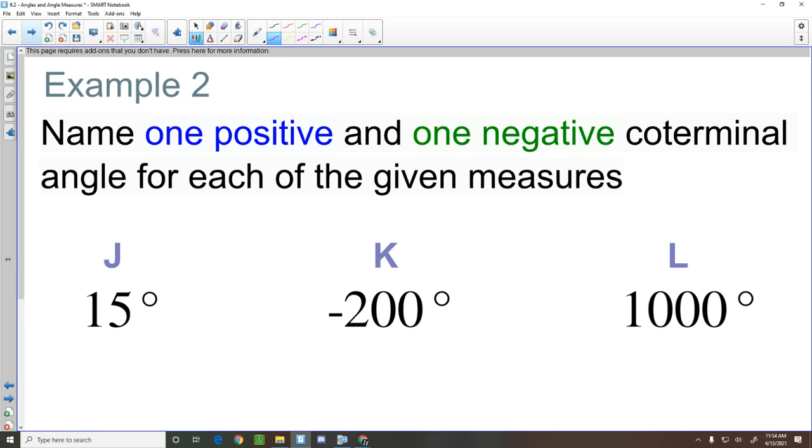So 15 degrees is angle J. How would you find another coterminal angle to 15 degrees? Since you're just going to add a 360 or subtract a 360 to get down to a negative angle. So for each of these, I want you to give me two angles, one positive and one negative, but they all need to be coterminal for each of those three different angle measures. So you should be coming up with a total of 6 different numbers for me.